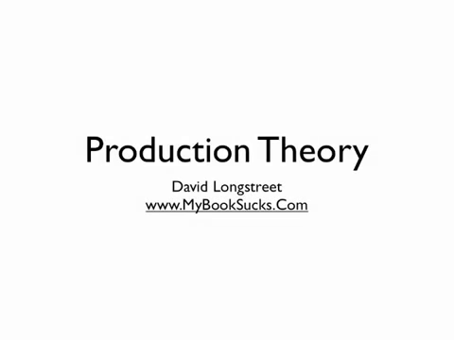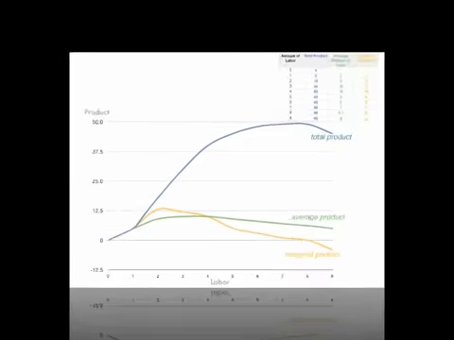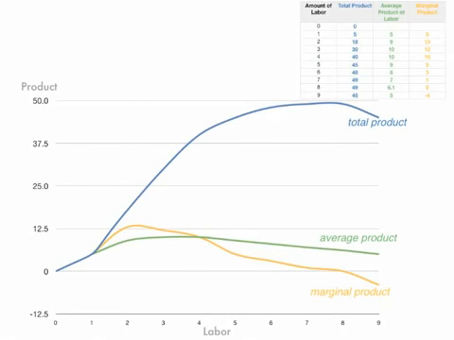In this video, I'm going to talk about production theory, a typical topic in economics. Eventually, we're going to get to graphs that look like this, using the chart above as well.